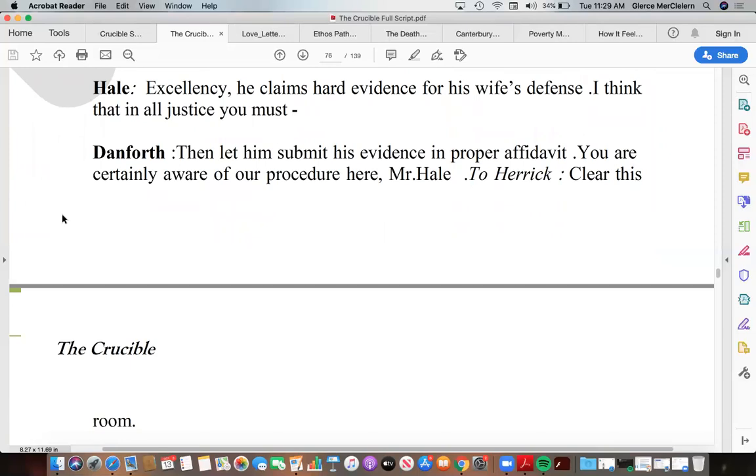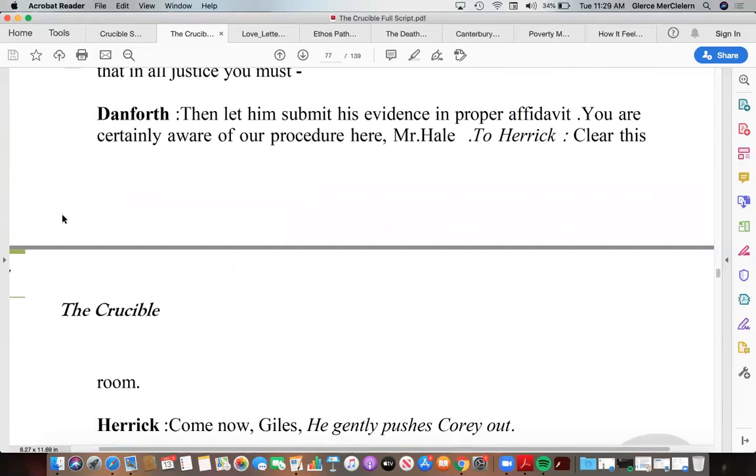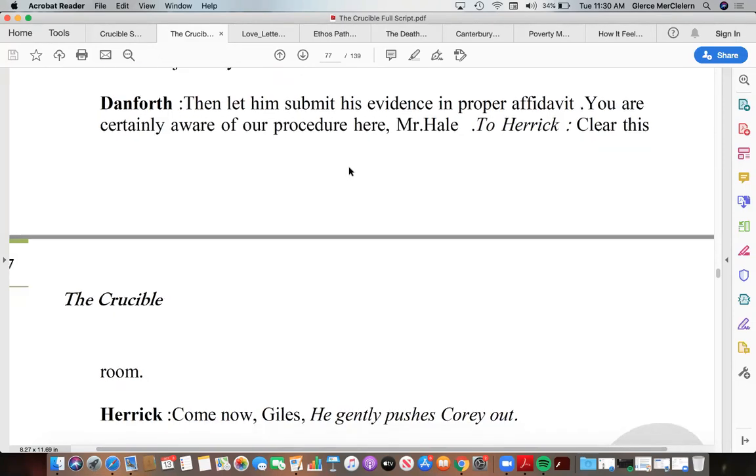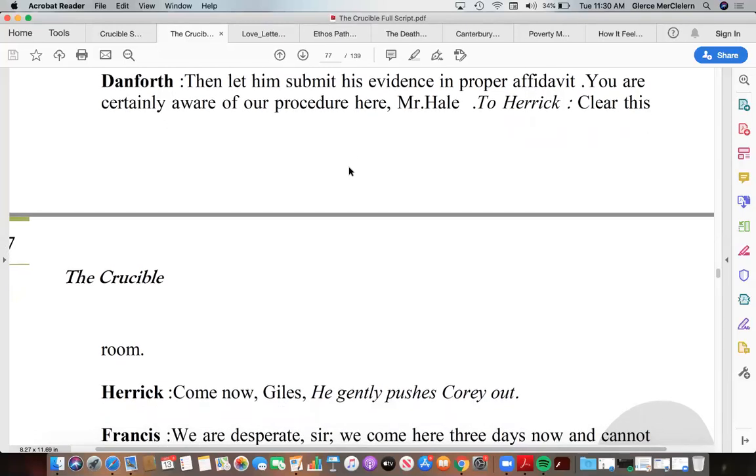Excellency, he claims hard evidence for his wife's defense. I think that in all justice you must. Then let him submit his evidence in proper affidavit. It's like a court order, basically. Oh, you are certainly aware of our procedure here, Mr. Hale.